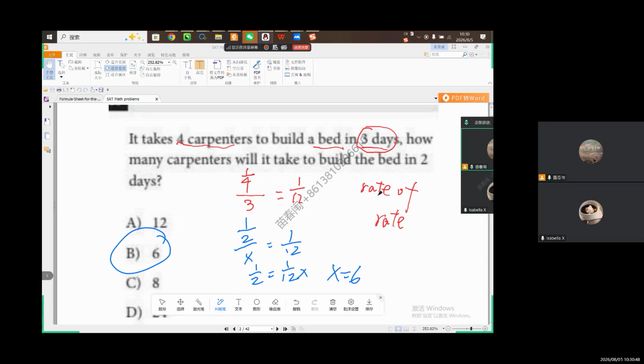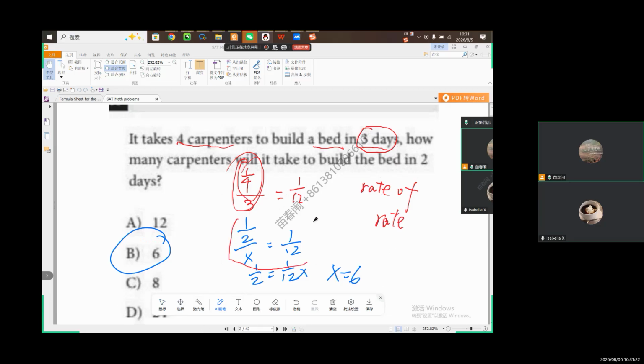Rate of the rate. The rate is 1 over 4, but you have to divide it by 3 again. Is it like the formula for rate, like 1 over something? Yes, it's kind of like a built-in formula. The key is how much one person builds in one day. It's certain. Its rate is certain, right? How much one person does in one day is certain. So that's why you have this ratio.